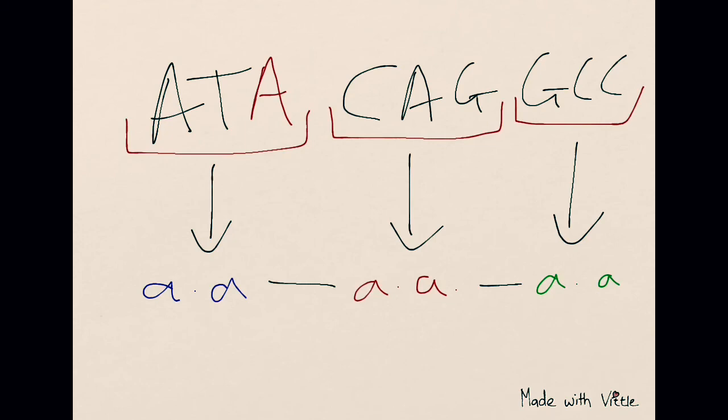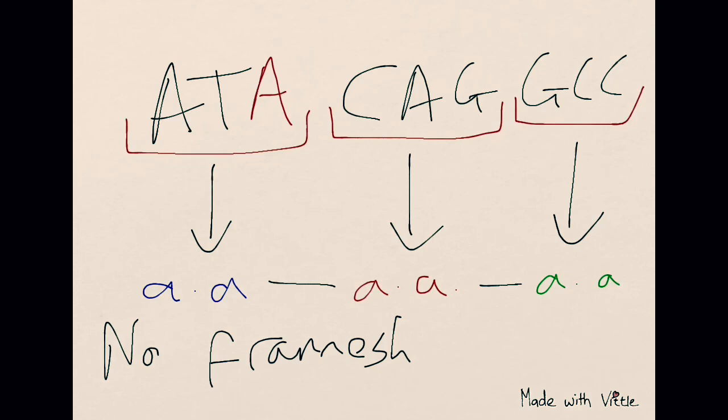So substitution mutations give us no frame shift. They're rather boring. They could have some effect, but the likelihood, the possibility of having those effects is much less than with the other types of mutations.